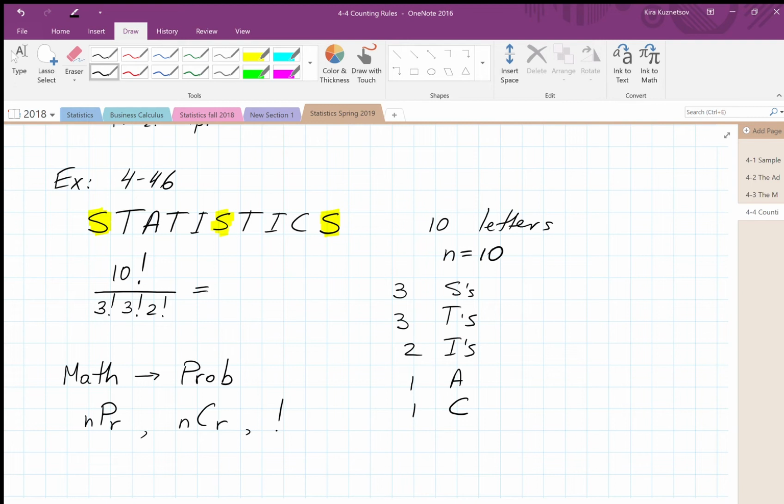You want to divide this by opening parenthesis, another 3 factorial times another 3 factorial, and multiply by 2 factorial, which is just 2. If you divide everything out, you're going to get 50,400 as the number of permutations of the letters.